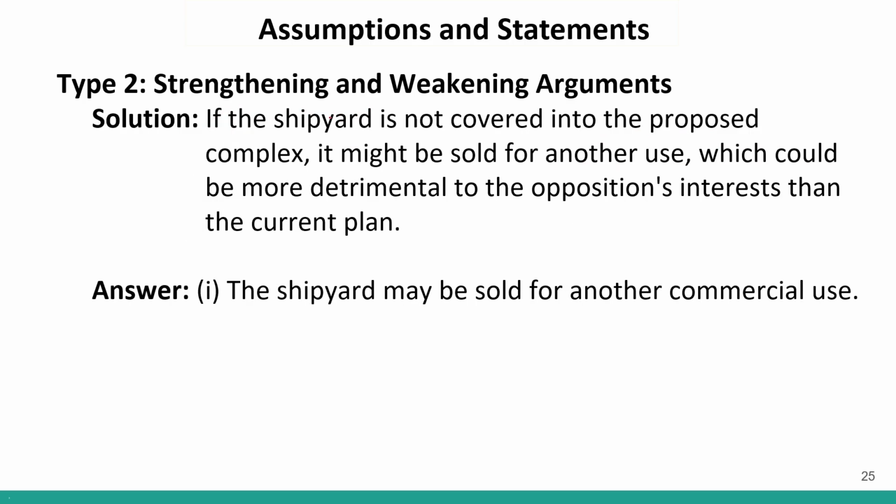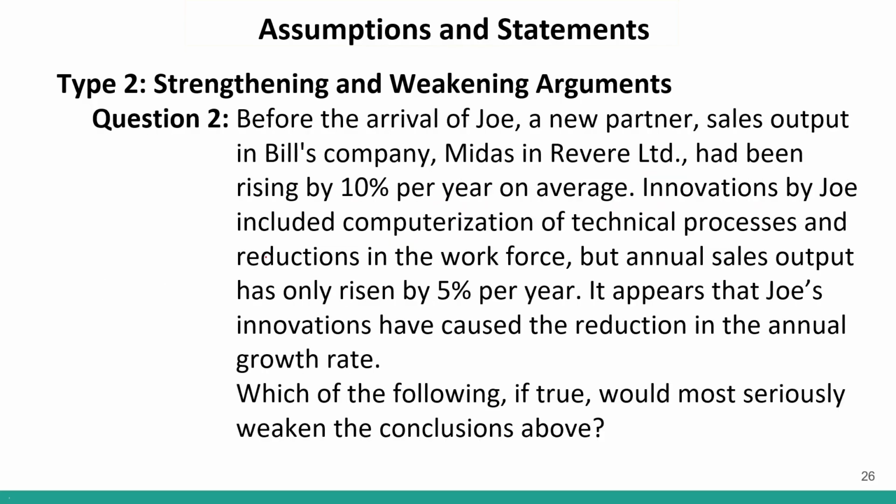Okay. See, the solution says if the shipyard is not converted into the proposed complex, it might be sold for another use, which would be more detrimental to the opposition's interest than the current plan. So, if you're stopping something from happening and the same thing happens in a different manner, what purpose does it serve? Therefore, the first will weaken the argument. Question number 2.